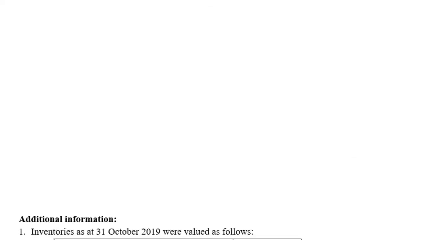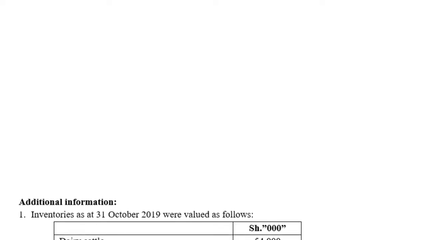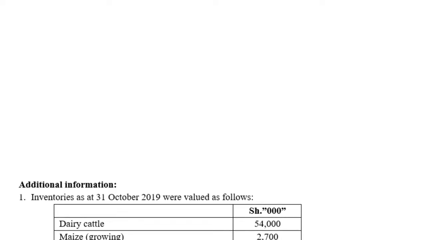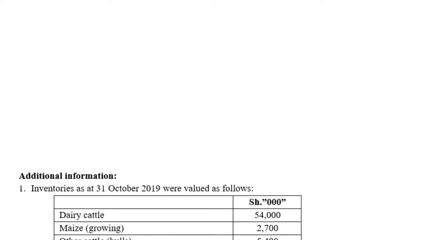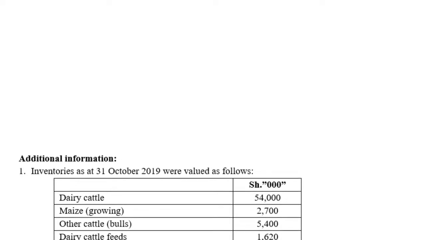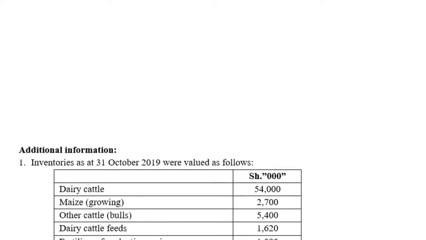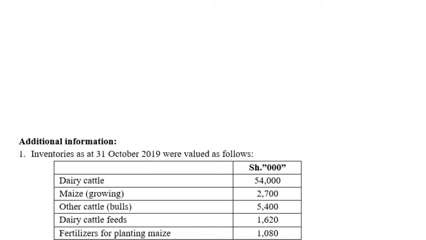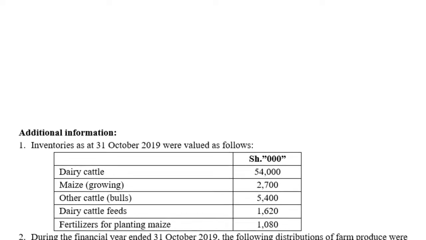Then we have some additional information. Number one, you are given the inventory as at 31st of October 2019, which included dairy cattle, maize which is growing, other cattle which are bulls, dairy cattle feeds, and then we have fertilizer for planting maize. We have some additional information.